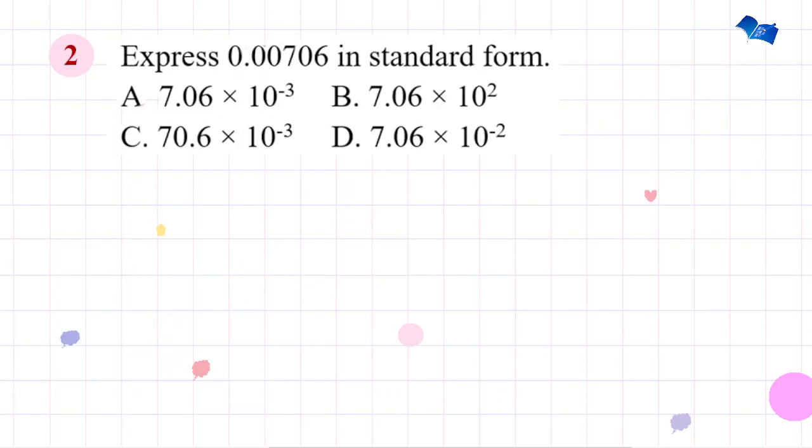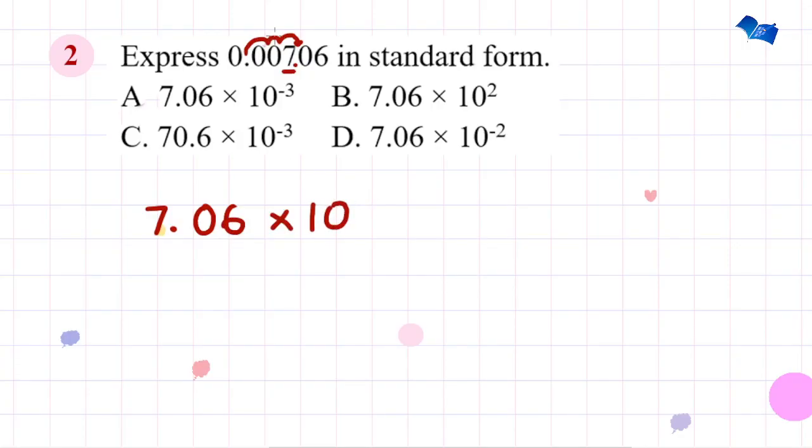Express 0.00706 in standard form. Now, when you want to express a number in standard form, you look for the first non-zero digit. And this is 7. Then you move the decimal point to be just after the first non-zero digit. So this decimal point will move from here 3 steps to come here. So we have 7.06 times 10.